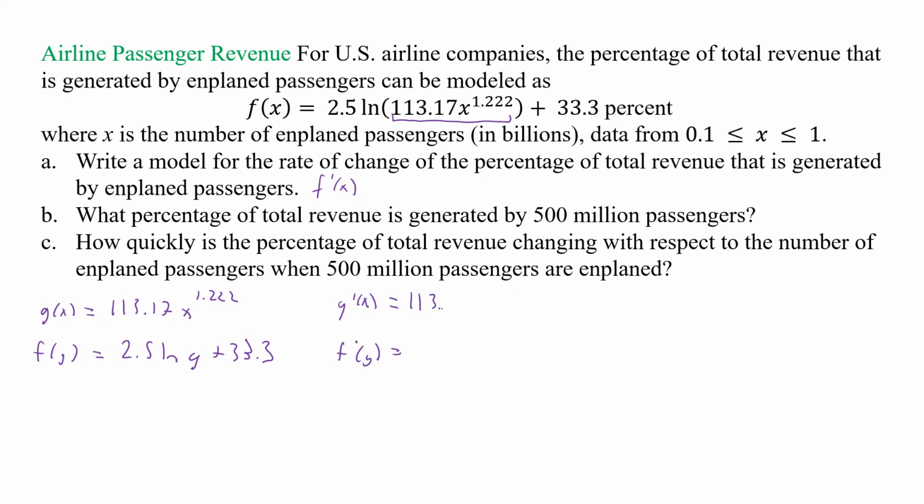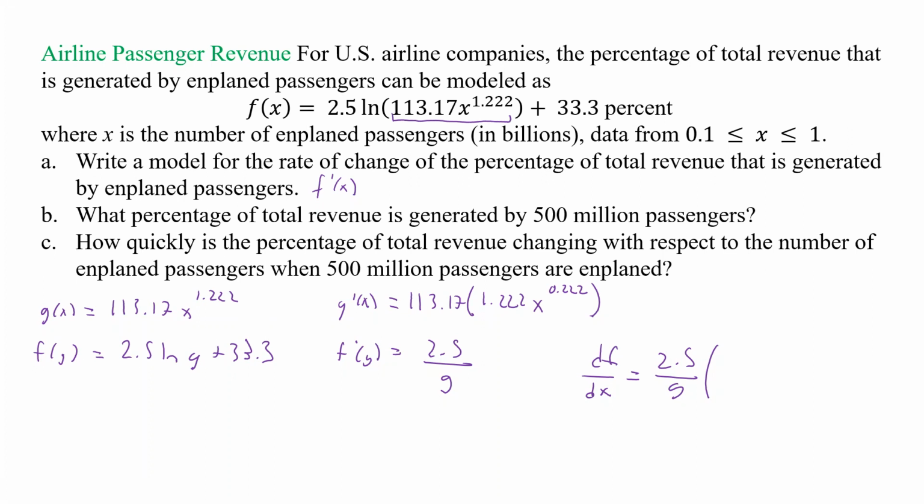So that's going to be 113.17 times, now we'll bring that down, 1.222 x to the 1.222 minus 1, so it's going to be x to the 0.222. And here, this is going to be 2.5 divided by g, because the derivative of ln of g is 1 over g. Now we can multiply all that together to get our df dx. So we'll have 2.5 over g times that, and if we multiply that together, we could get a value.